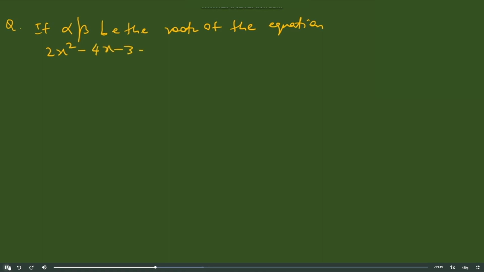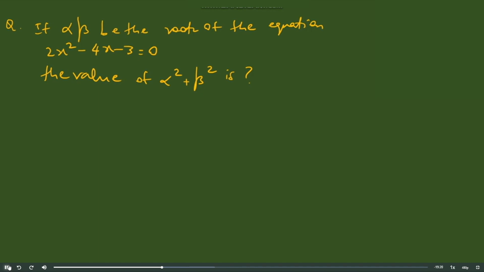Okay, next question. If alpha and beta are the roots of the equation 2x square minus 4x minus 3 equals 0, the value of alpha square plus beta square is what? Okay, shall we solve this now?